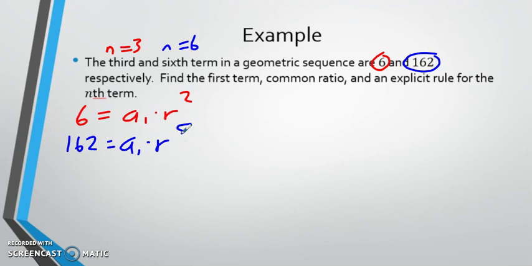Now, when I'm setting up my fraction on this one, I, again, would just recommend that you put one equation on top and the other equation on the bottom to make it easier to compute. So I'm going to rewrite this as 162 equals a sub 1 times r to the 5th, divided by a sub 1 times r squared.